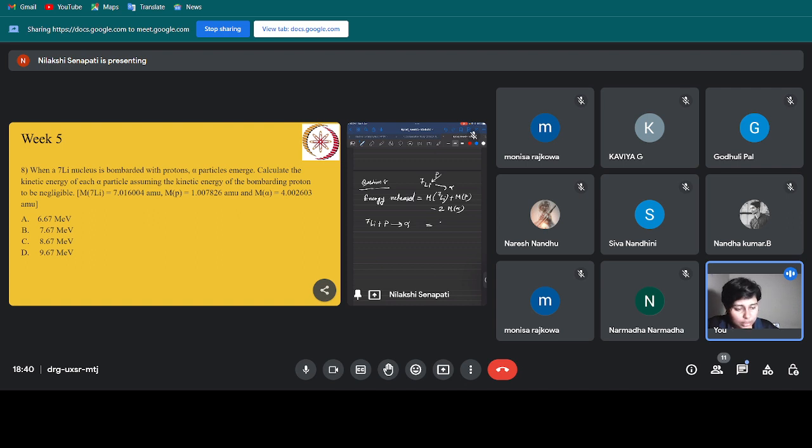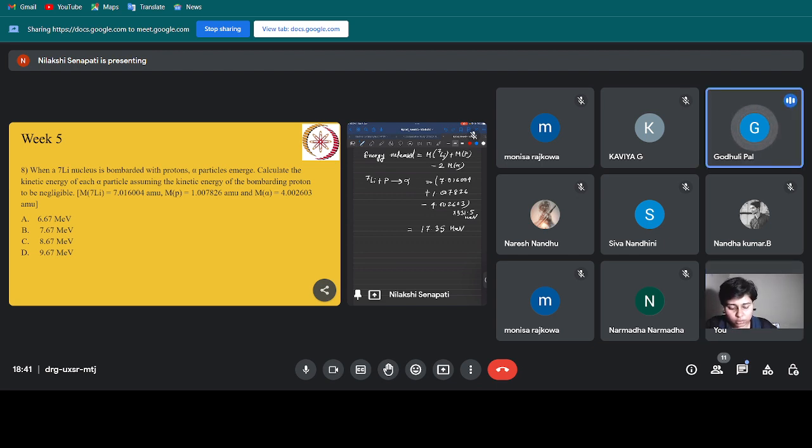So what is the thing? That is 7.016004 plus 1.007826 minus 2 times 4.002603, multiplied by 931.5 MeV. You need to calculate in MeV, and I showed you in the very first or second class how to convert these things. So this is 17.35 mega electron volt.